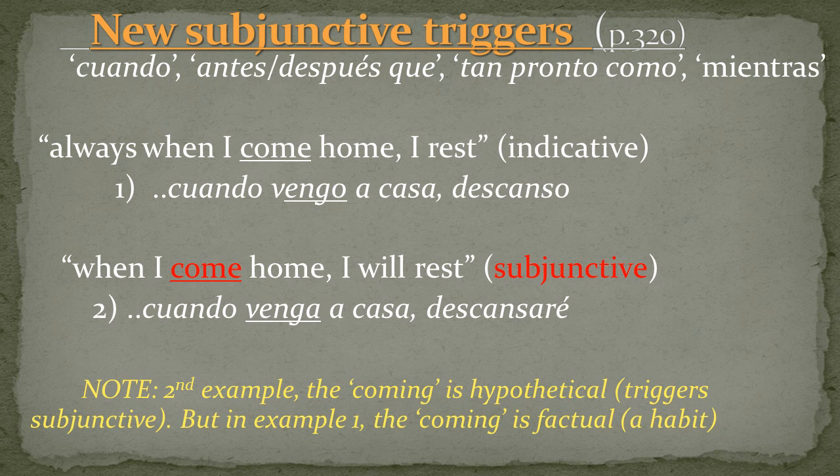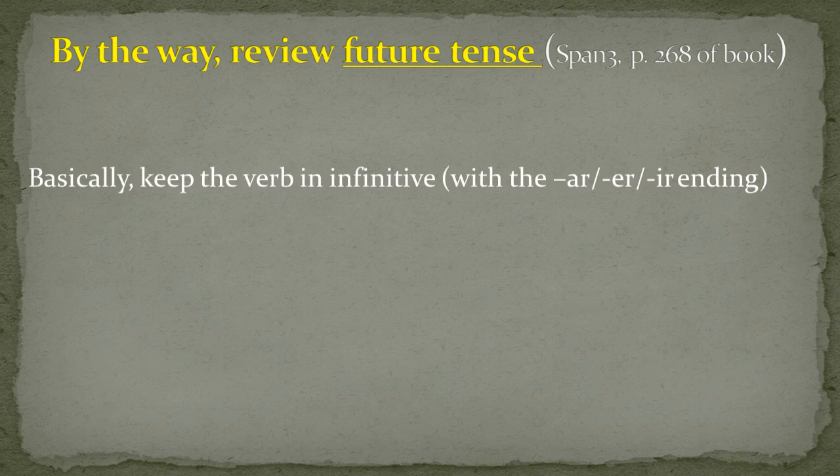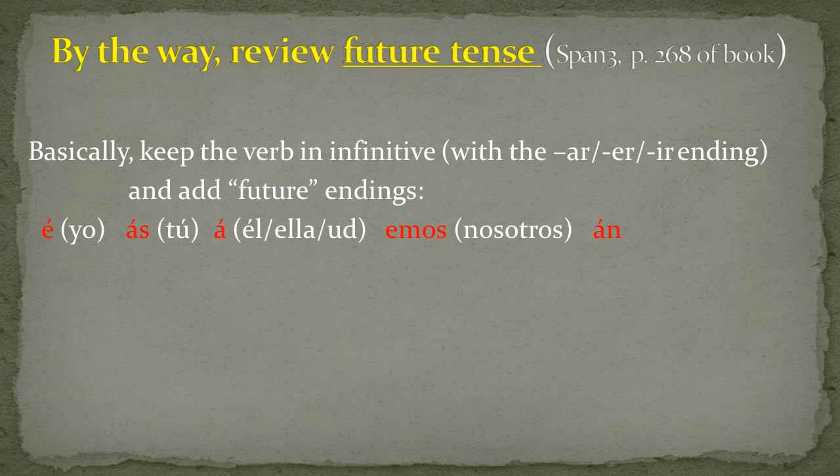Descansaré, by the way, is in the future tense. Don't forget. You already learned the future tense in Spanish 3. So review that, it's on page 268 of the book. Basically, keep the verb in infinitive, in other words, with the AR, ER, IR endings, and then add the future endings, which are basically these five.